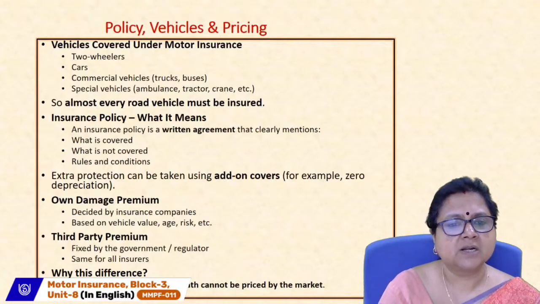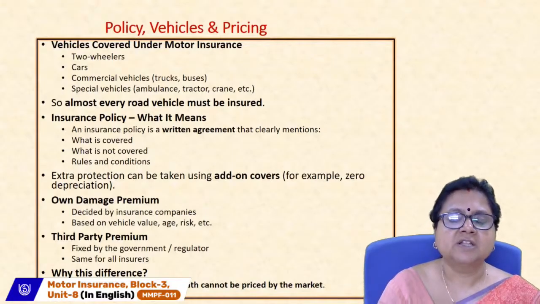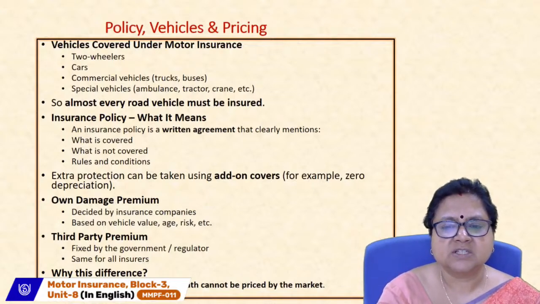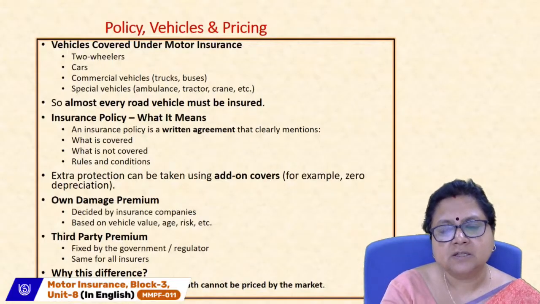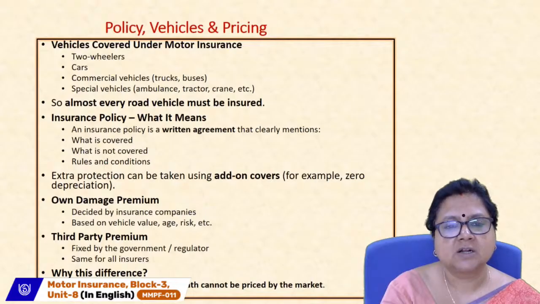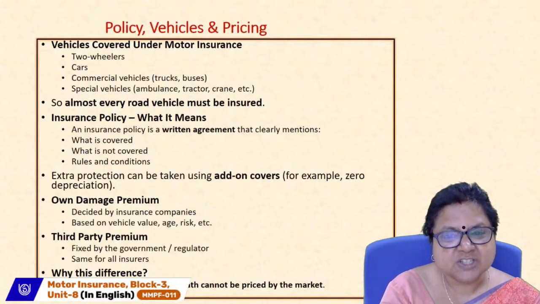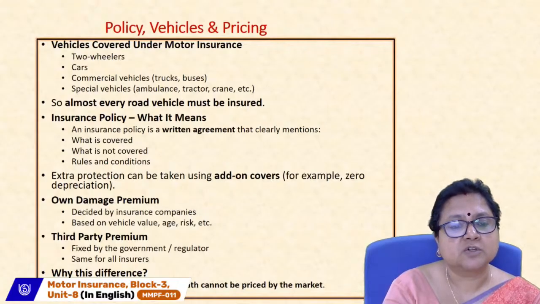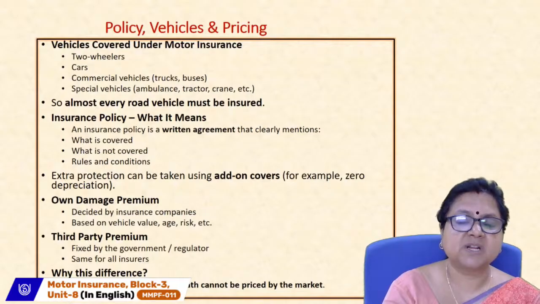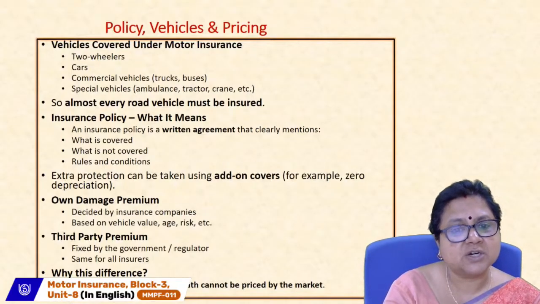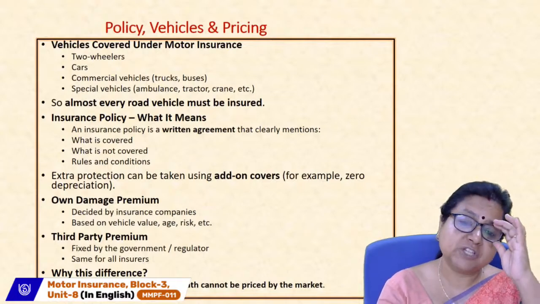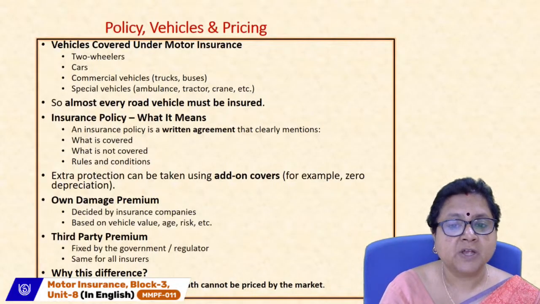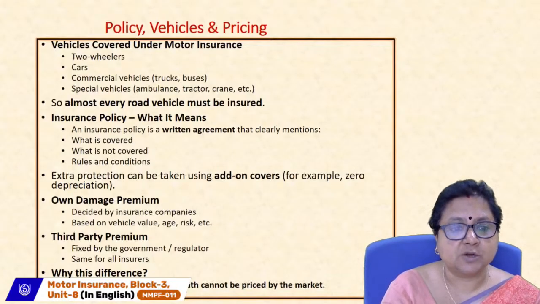Or suppose you have a car, and in the agreement it is written that only the damage to certain specifications will be covered, like the different tools in the car, or the mud guard, all those iron equipments in the car will be covered, and the fiber equipments in the car will not be covered. Sometimes glasses are not covered. It will be clearly mentioned in the agreement which specifications will be covered for that vehicle damage and which will not be covered. So all the conditions will be mentioned in the written agreement.